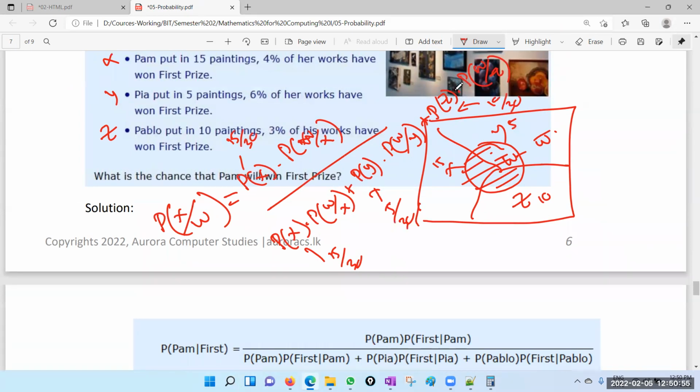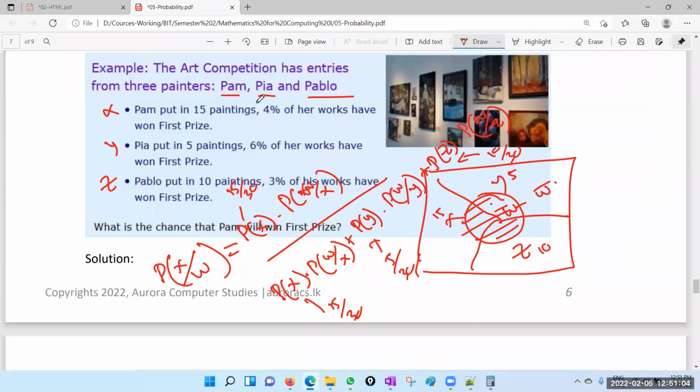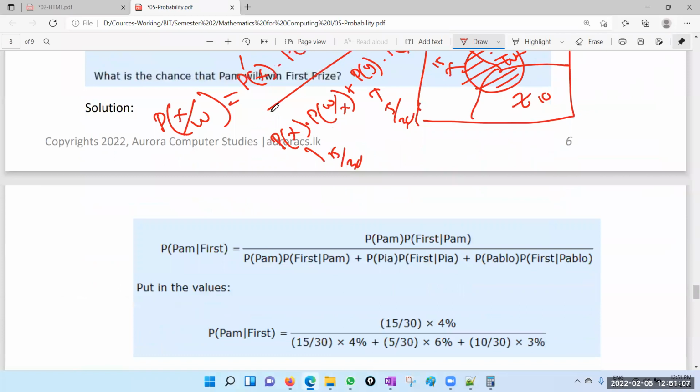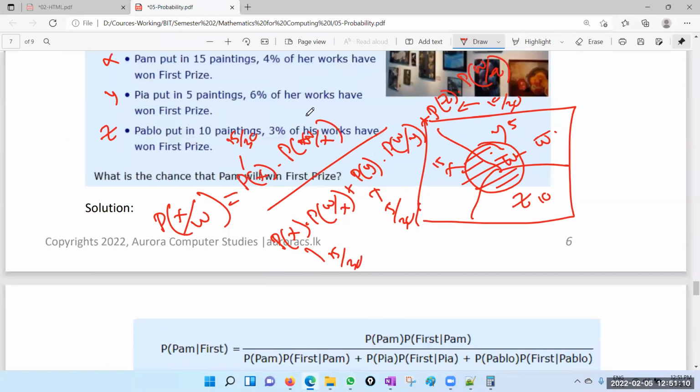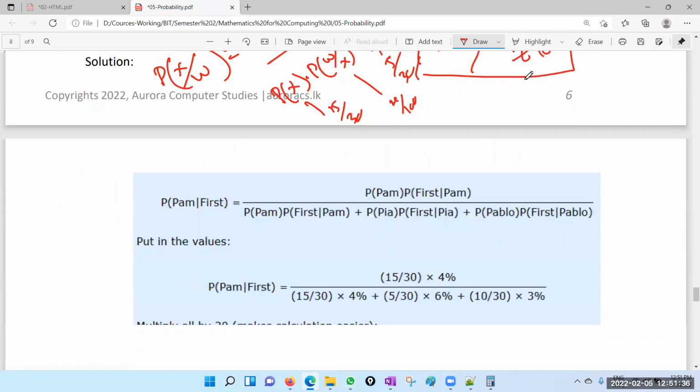And given X, or Pam, what is the probability of win? It is 4%, so 4 divided by 100. If it is Y, what is the probability of winning? 6%, 6 divided by 100. What is the probability of Z winning? 3%, 3 divided by 100.